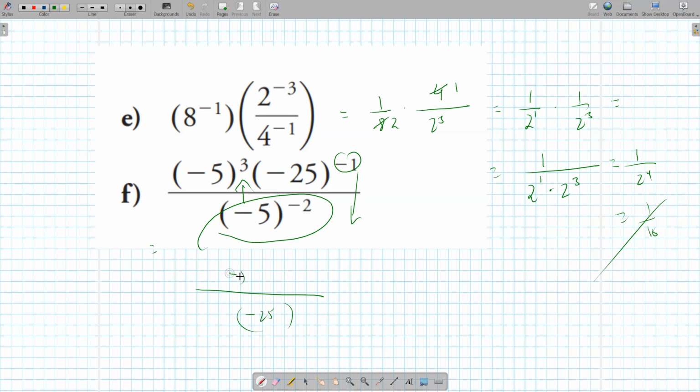So you get -5 to the 3 times, again, when you toss them up or down, when you change their levels, the exponents, the sign, it flips, okay? The sign of the exponent flips. So when you toss this guy up, -2 becomes a +2. And then you have -5 to the power of what in the numerator?